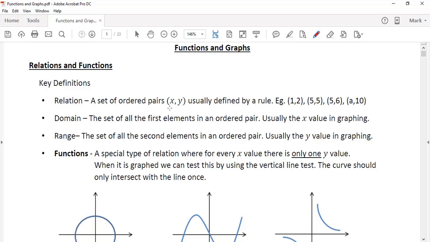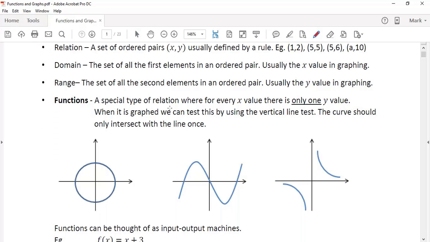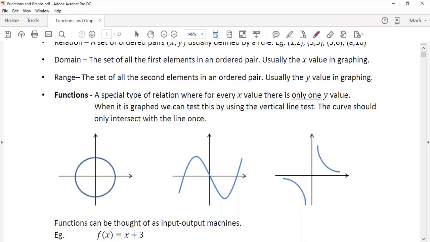A function is a special type of relation where for every x value, there's only one y value. We can actually test this graphically. Say this circle here. If we do the vertical line test, we can see it cuts twice, here and here. That means for that x value, there are two y values, so this isn't a function.